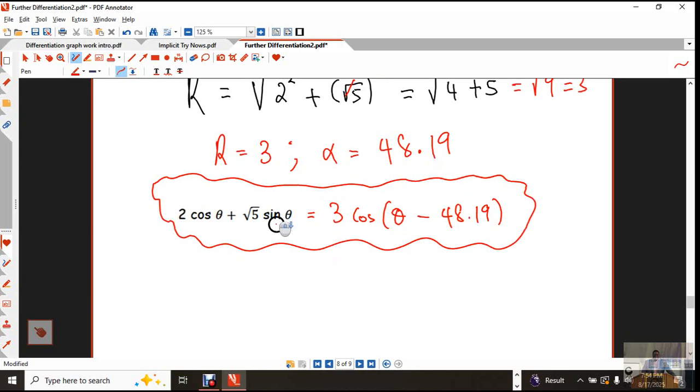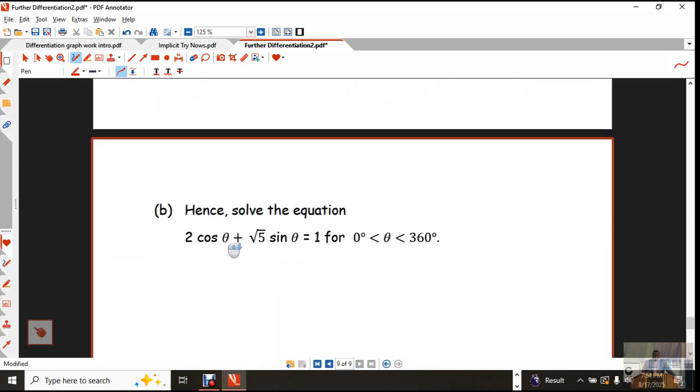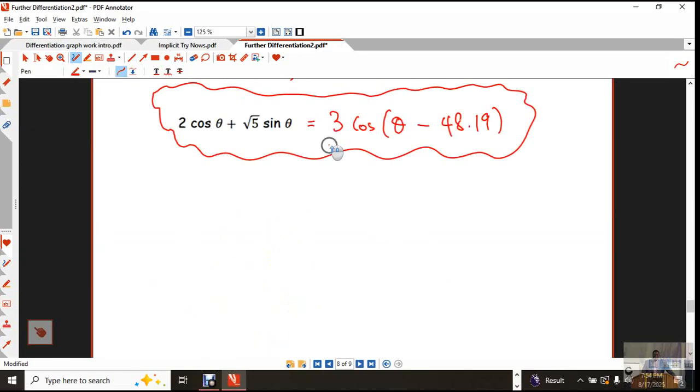Right, now that we have that, we have got a B part. Now they are saying we should solve that equation. Now from our answer in part A, because the moment you get the word "hence", it means you're supposed to use what you have in part A. From that, what we have in part B, we know that all of this is equal to 3 cos of theta minus 48.19. Just make sure we wrote it correctly.